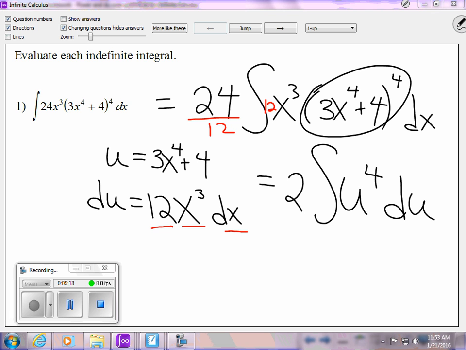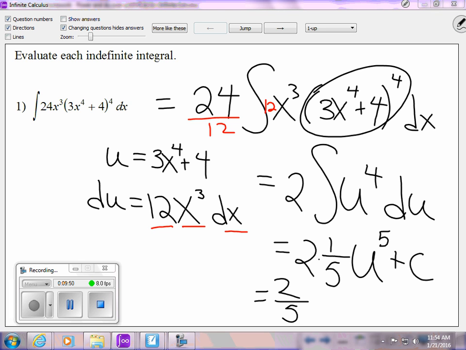Now we have a nice, easy integration problem. Now we're going to use the power rule. We're going to add 1 to the exponent, so we have a 5 here. And then what do I multiply by? 1/5. So we've actually taken the antiderivative, and the only thing left to do is convert it back to x. We switch it over to u so we can get the antiderivative, but once we have it, we write it back. So it's 2/5, and in for u, we put 3x to the 4th plus 4.